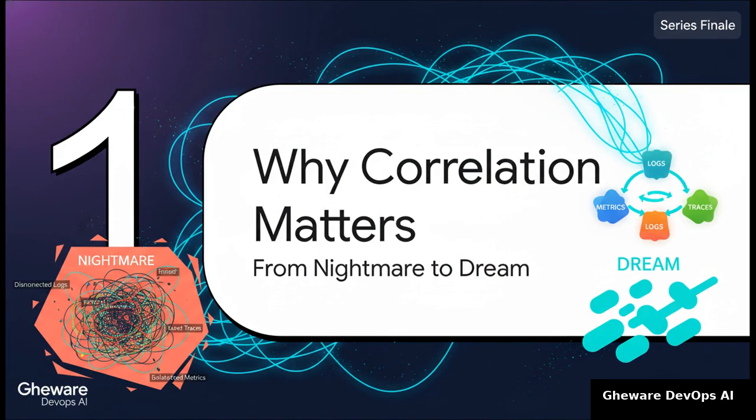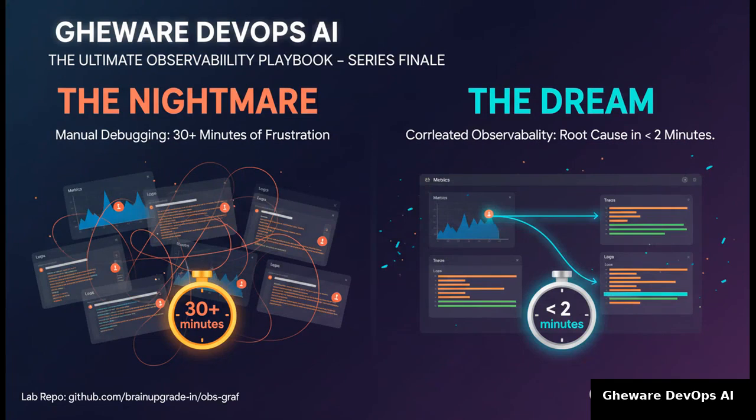Debugging without correlation is what we're going to call the nightmare. But with correlation, it becomes the dream. And trust me, this isn't just about making life a little easier. It's about fundamentally changing how fast you can solve critical incidents. Let me just break this down.